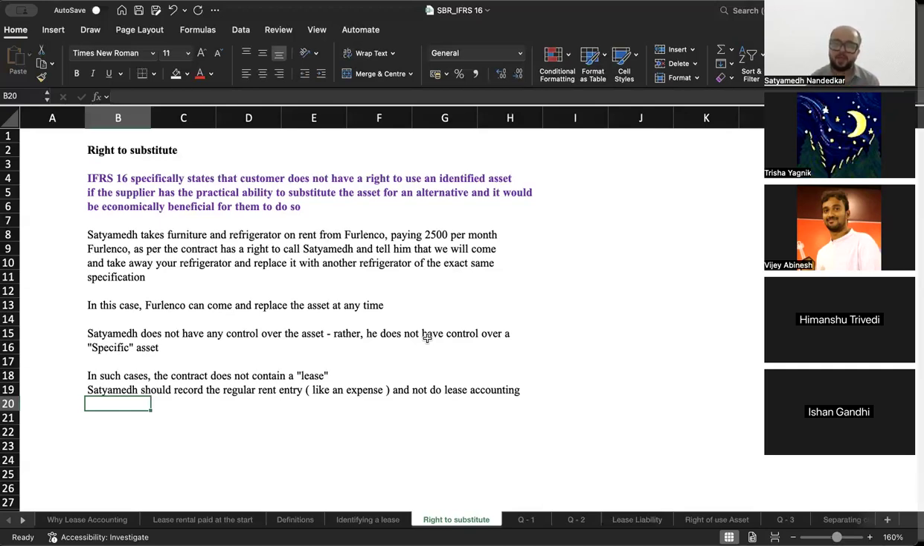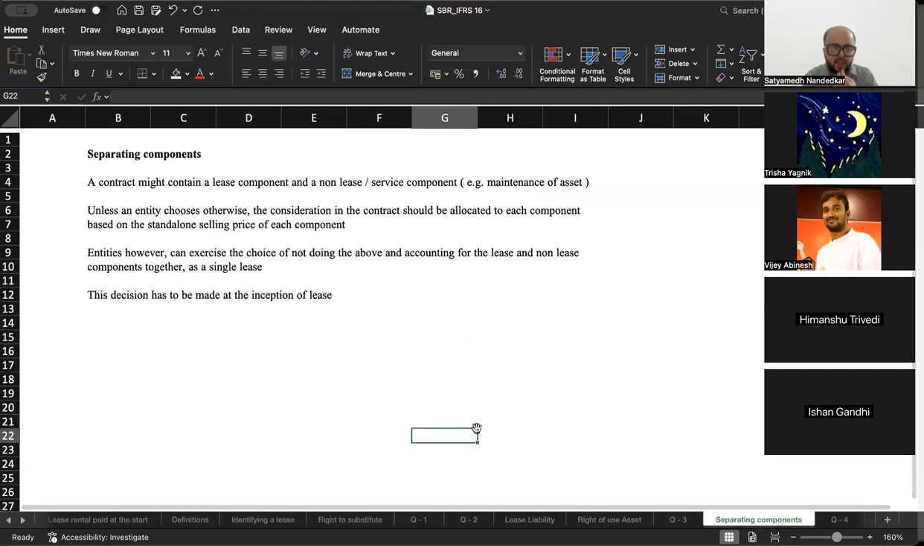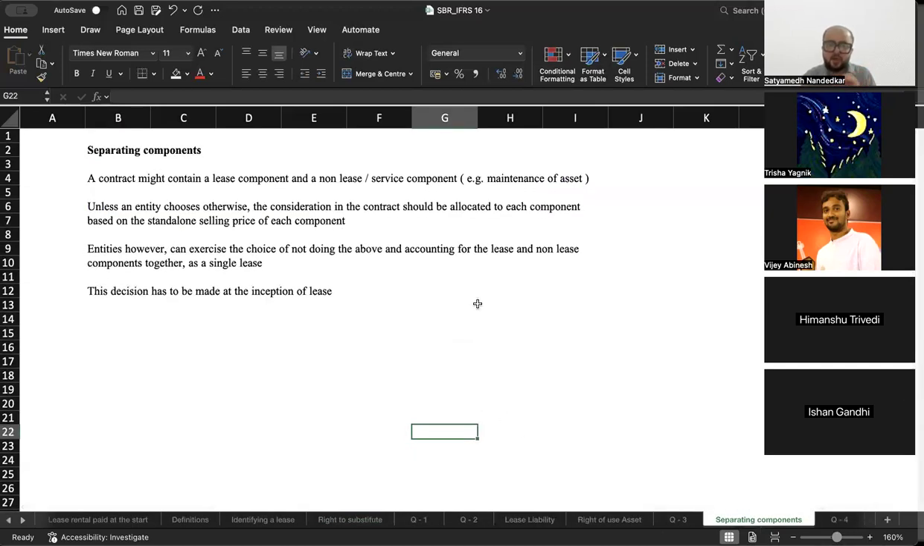But if you have given me a microwave on rent and you have the right to come and replace the microwave at any point in time, then I have not signed up for exclusively using a specific asset. It is for a microwave, it is not for a specific microwave. So where the owner of the asset has the ability in the contract to come and replace the asset with an alternative one, and it is economically beneficial for them to do so, then in that case, the contract does not contain a lease.